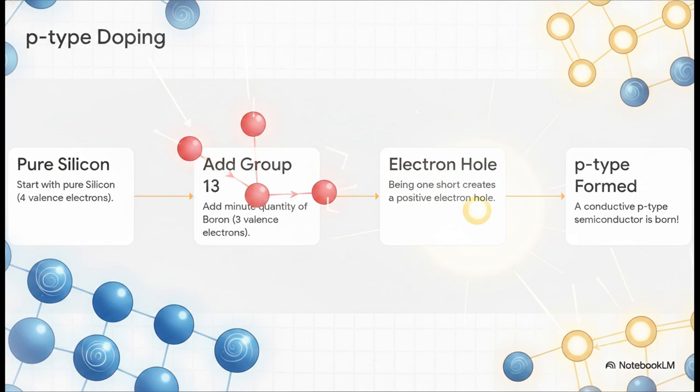Conversely, look what happens when we drop in a group 13 element like boron. Boron only has 3 valence electrons. This leaves us 1 short, creating an electron hole. This positive void conducts electricity just as effectively by allowing electrons to jump into it, giving birth to a p-type semiconductor. And stacking these N-type and p-type materials together? That's exactly how computer chips, solar cells, and LED screens are manufactured.